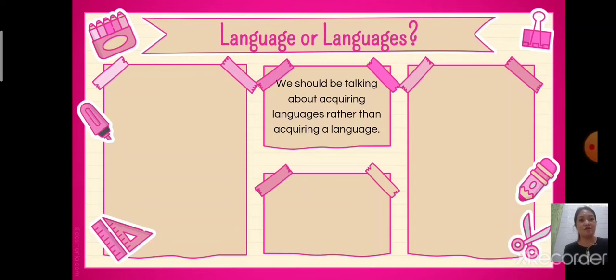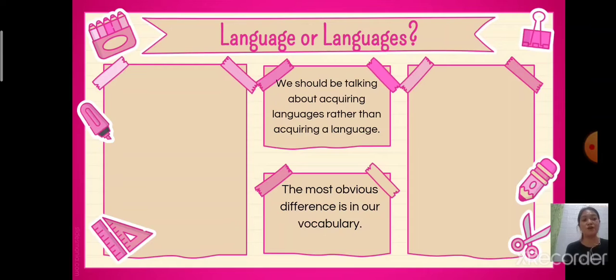So language or languages. We should be talking about acquiring languages rather than acquiring a language. And the most obvious difference is in our vocabulary. We are not just going to acquire a language, we're not just going to focus on our native language, but as we grow older, let us learn other languages.